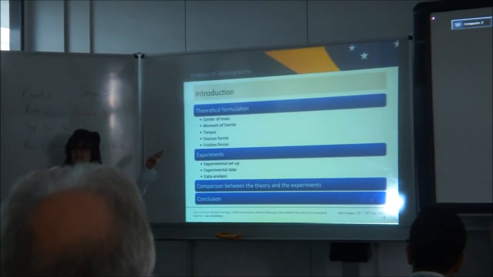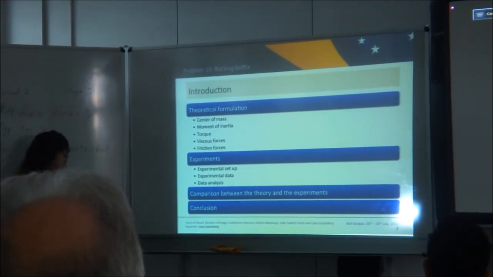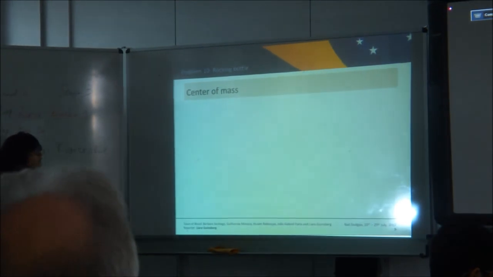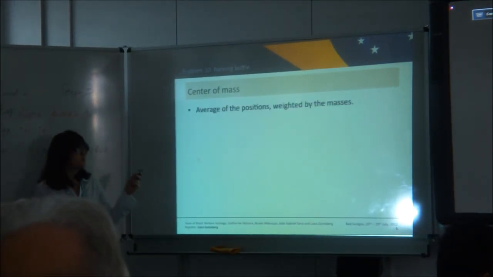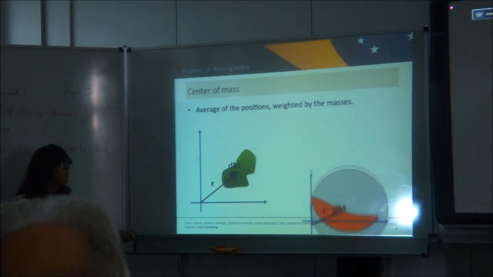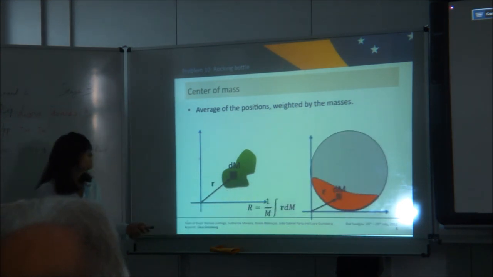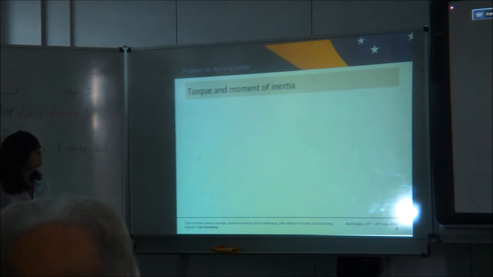First, I'm going to present my theoretical formulation, then the experiments, the comparison between the theory and the experiments, and the conclusion. I would like to start defining center of mass. It is the average of the positions weighted by the mass. We can define this for any object, like this we show, and for the bottle as well. And here is the general formula of this definition.